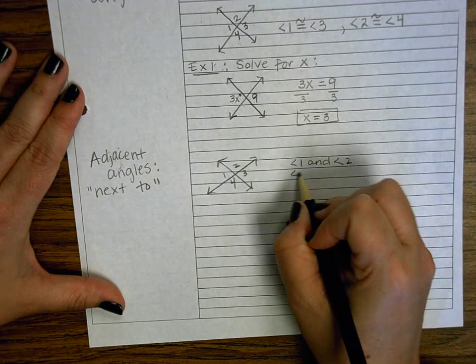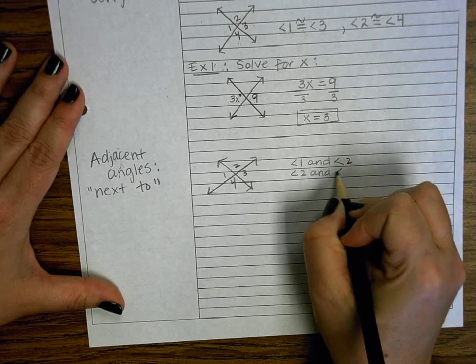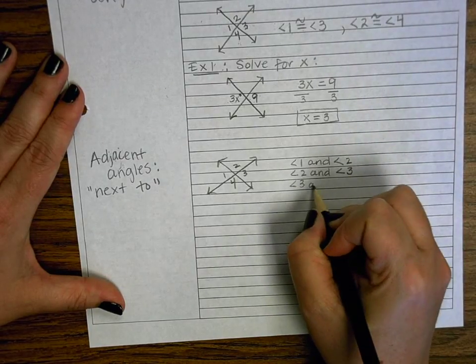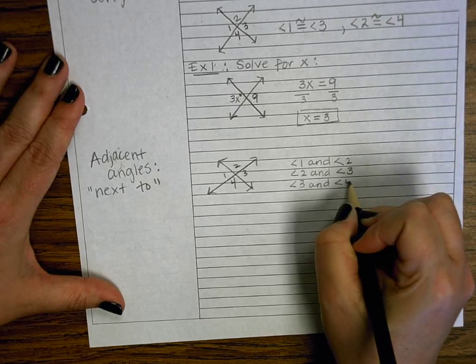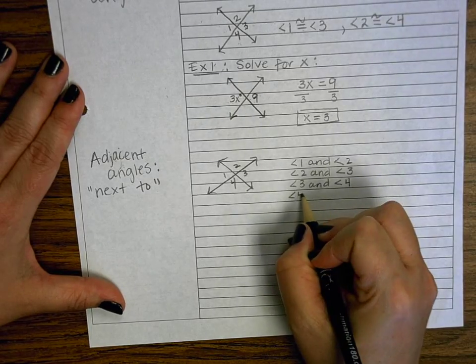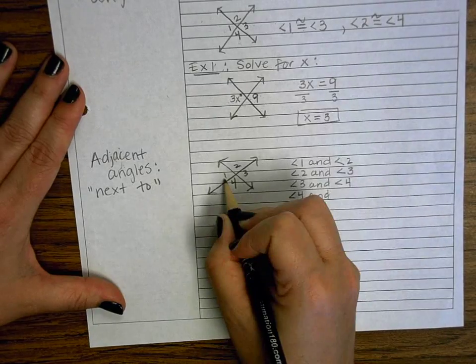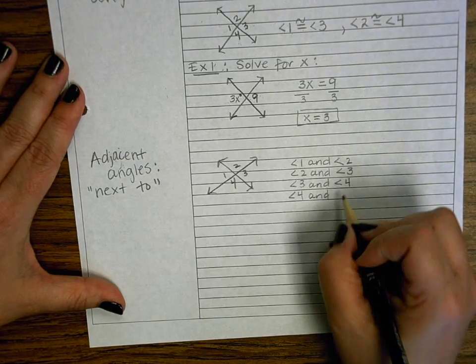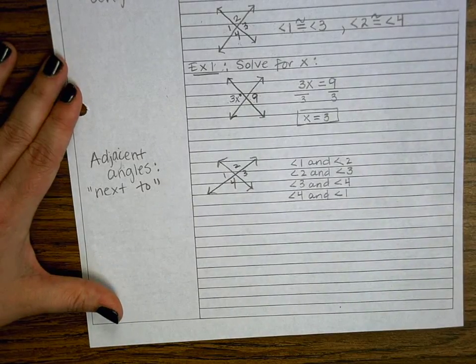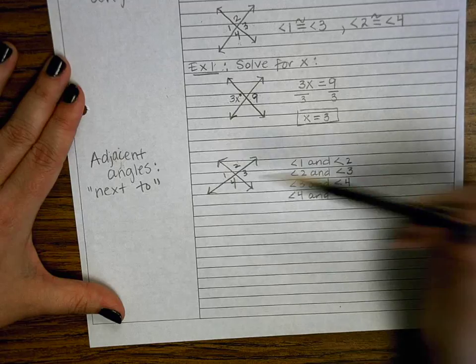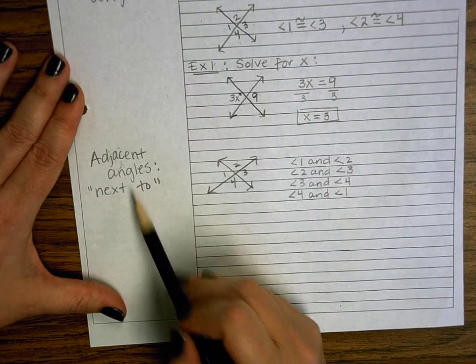And angle 2 goes with what? Angle 3. Angle 3 can go with angle 4. And angle 4 can go with angle... There's no 5s and 6s here, guys. There's a 1. I knew it. Okay. So right next to, like next door neighbors: 1 and 2, 2 and 3, 3 and 4, and 4 and 1. Those are called adjacent.